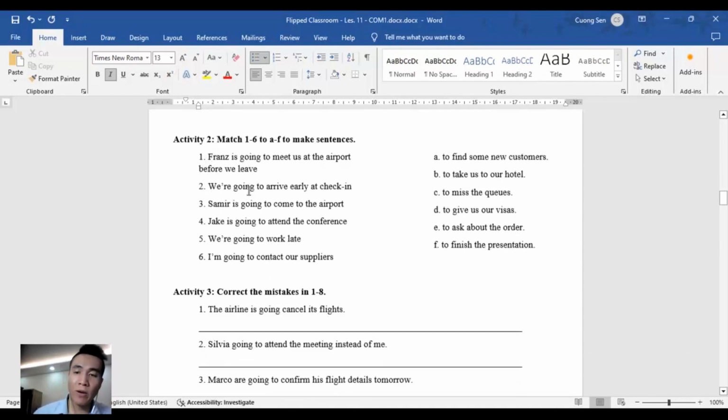Here it's the same as activity number 1 in the vocab builder. What you need to do is match 1, 2, 3, 4, 5, 6 with A, B, C, D, E, F. Match them to create 6 sentences that have meaning and make sense. Okay, so that's activity number 2.